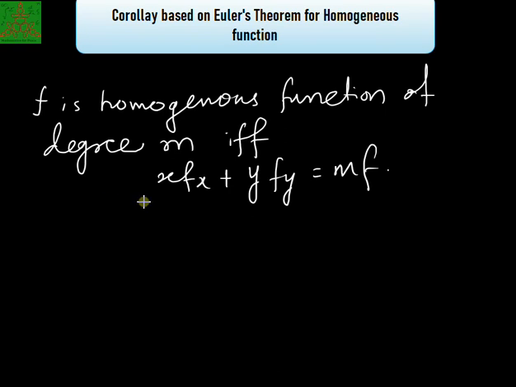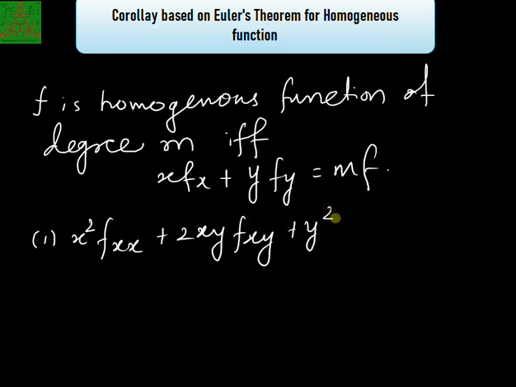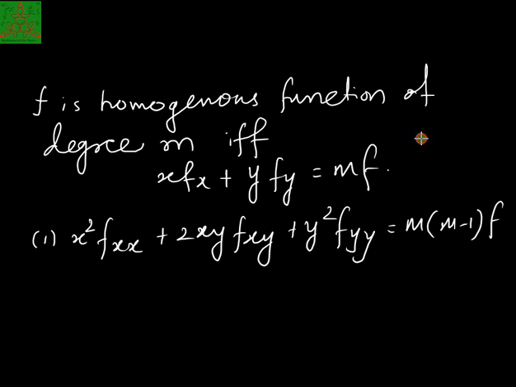This is known as Euler's Theorem that we have discussed, and as a corollary to that we have discussed that x square fxx plus 2xy fxy plus y square fyy is equal to m into m minus 1 f. This is one of the results which we have discussed. The link for both these results, for those who have not gone through the proof, is available in the icon button. You go and see what the proof of that is.